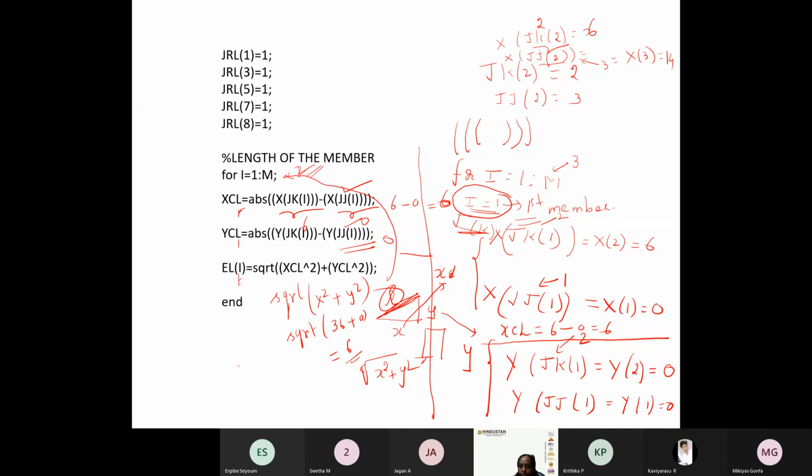Have you got the answer? Anyone has got the answer for the second member? Why so much of time? What is the length of the second member?